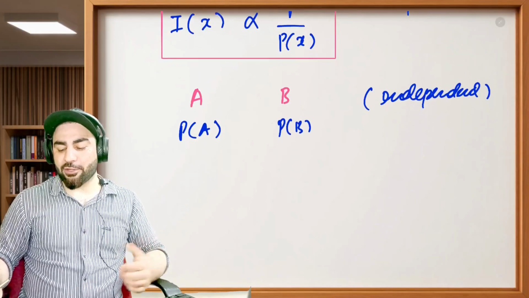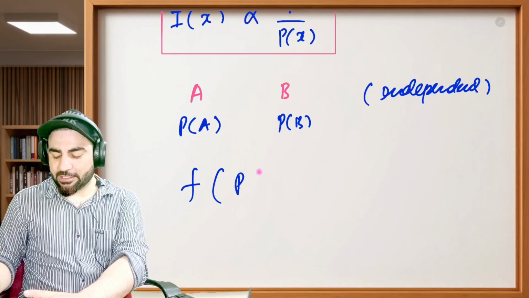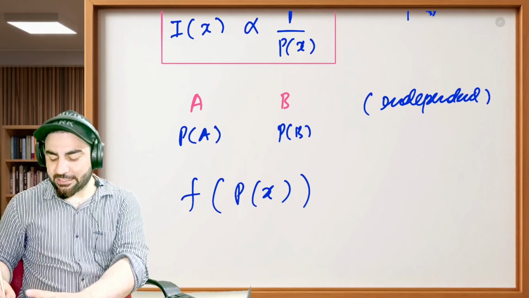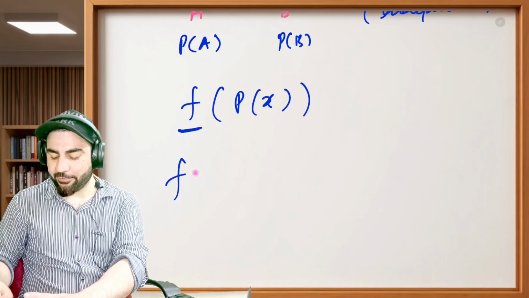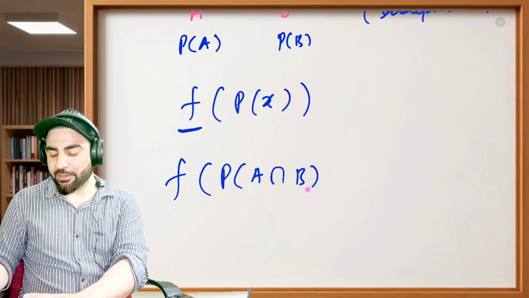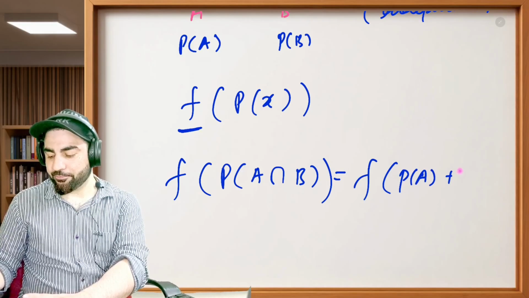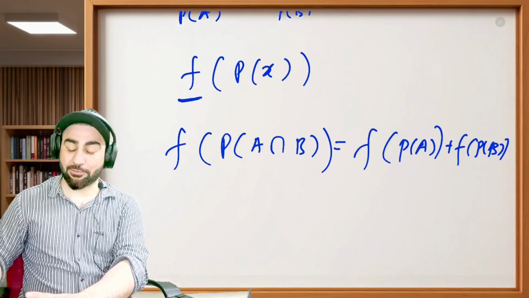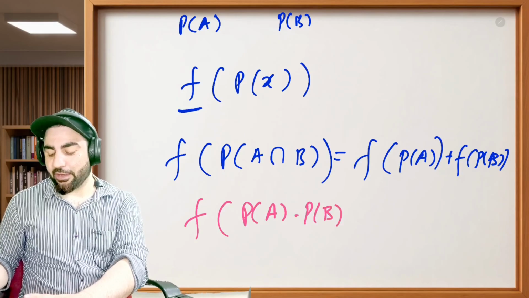So now I have to have a function of this. I need a function of the probability of X which will follow this. If I write f of P of A and P of B, say f of the probability of A and B, this should be equal to f of P of A plus f of P of B. I will not discuss probability here because we have discussed it in detail. Now you can say the probability is P of A multiplied by P of B. This is the meaning of independence.